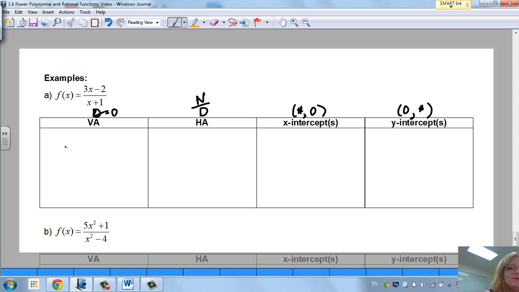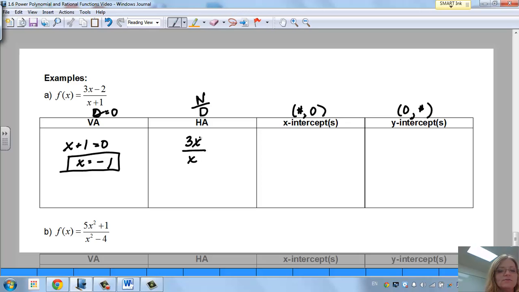So if I take my denominator, put it equal to 0, I have x plus 1 equals 0, x equals negative 1, so there is my vertical asymptote. There is one, and I found it. Horizontal asymptote, remember, use your numerator and denominator, the highest power, so I got 3x as my highest power over the x. They cancel out, so I get y equals 3. So that is my horizontal asymptote.